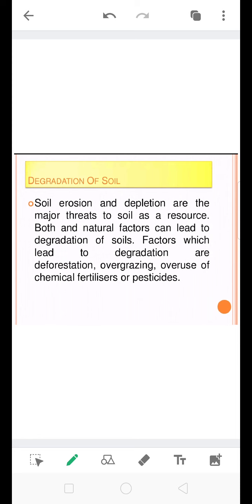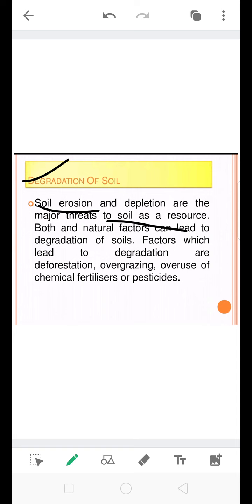Next, what we will be studying today is degradation of soil or degradation of land. When a piece of land is overused by human beings, or by the activities carried out by human beings, the land and the soil on the land get degraded, which in simple terms means its fertility gets reduced. Soil erosion and depletion are the major threats to soil as a resource.